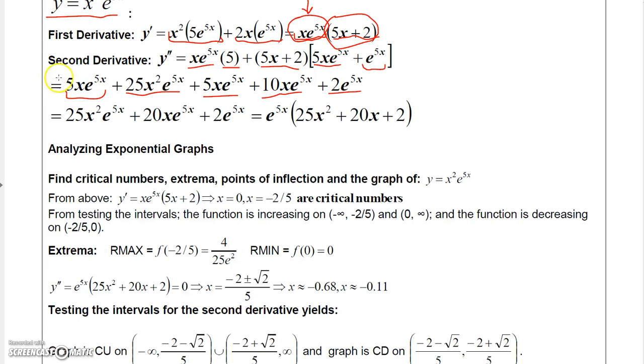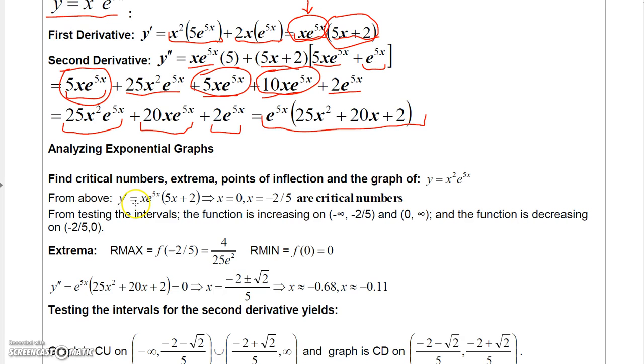Well, then if you take a look at these three terms, 5x e to the 5x, 5x e to the 5x, and 10x e to the 5x, you can combine them because they're like terms and get 20x e to the 5x. And then I wrote the squared term here, and then the other term was 2e to the 5x. Well, then I'm going to go ahead and factor out e to the 5x. Each of these has a factor of e to the 5x, so let's factor that out. So finally I get e to the 5x times this trinomial, 25x squared plus 20x plus 2.